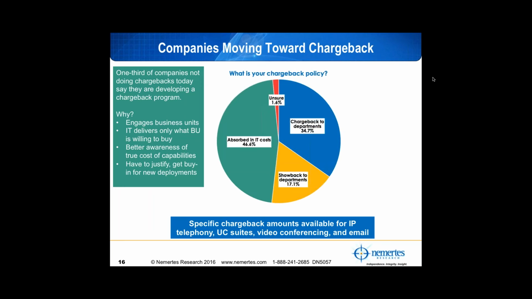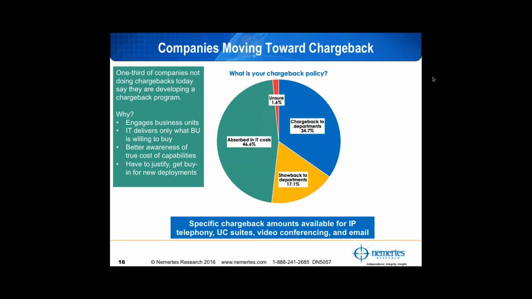The other interesting point that we had in this year's research data is that we do see companies moving more toward a chargeback model, so being able to go to each department and charge back a cost per employee for the services that IT delivers. So right now about 35% roughly are actually doing that, and another 17% are doing showback, so they just show what the charges are, but they are still absorbed centrally in IT. And then a little under half, about 47%, actually just pay for everything through a central IT budget. But among those who are not doing chargeback today, a third of those are saying they're developing a chargeback program.